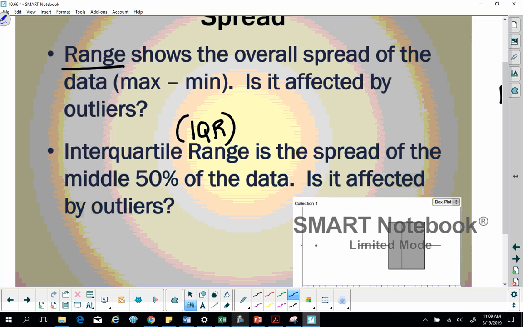Yeah, they're both part of your spread. You just write IQR, the middle 50% of your data.